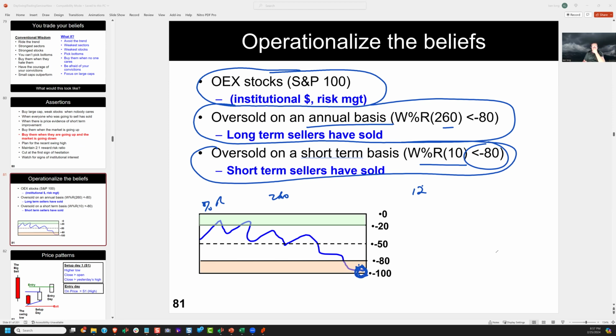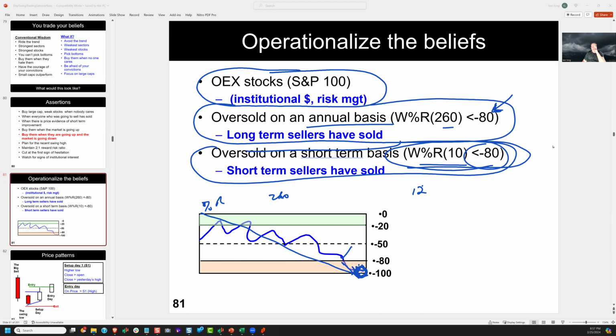And the idea there is that if this thing has been oversold compared to the last 12 months, then every long-term buy and holder who could be persuaded to sell it has probably sold it. So there's nobody in that population left to sell. And if you had guys that were trying to buy the dip, but it's also still oversold on 10 period, then they've probably bailed out on it too. So both long-term and short-term sellers have sold.